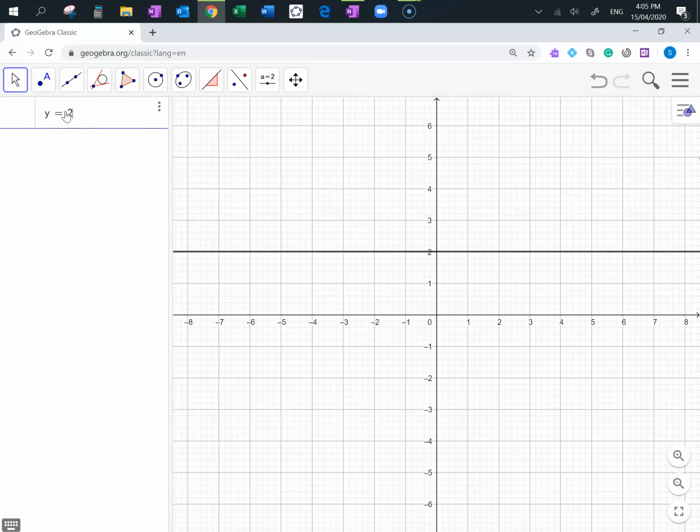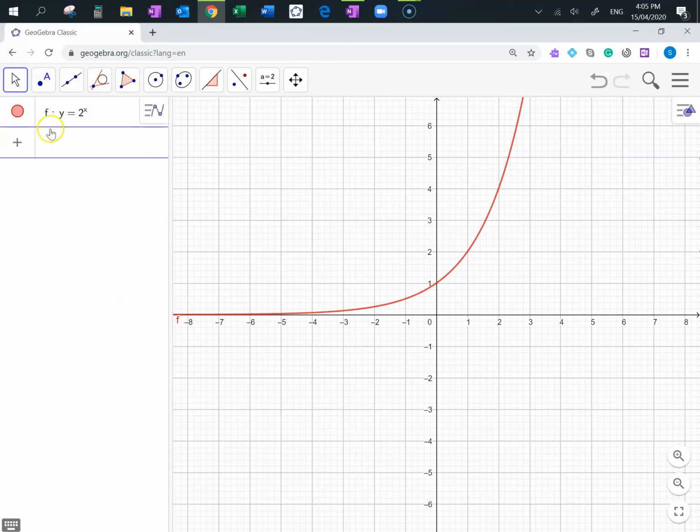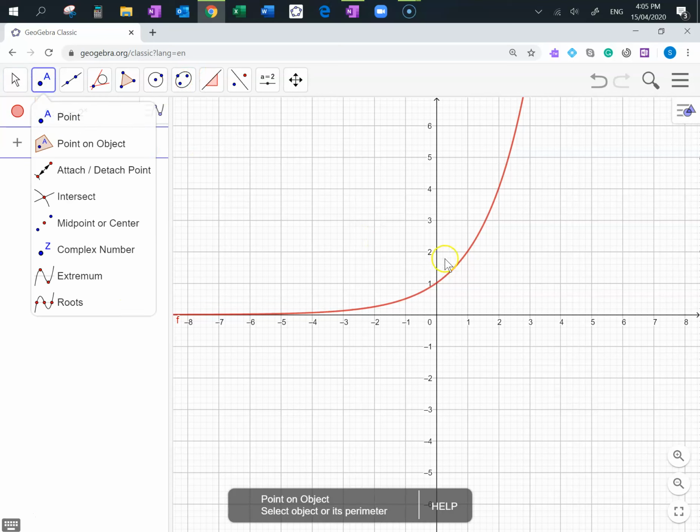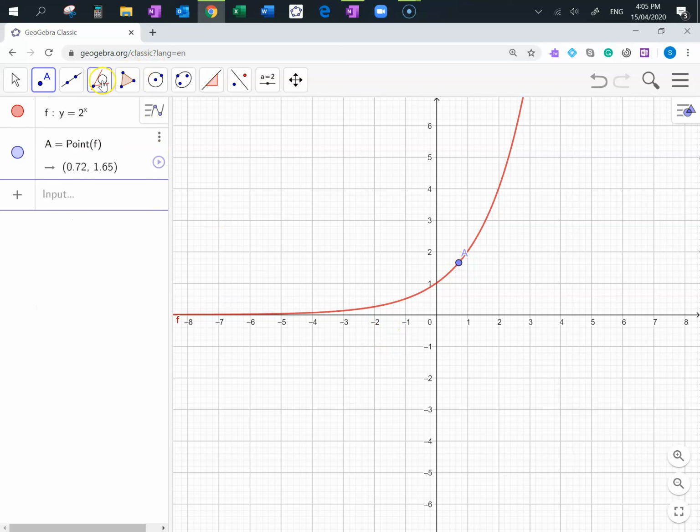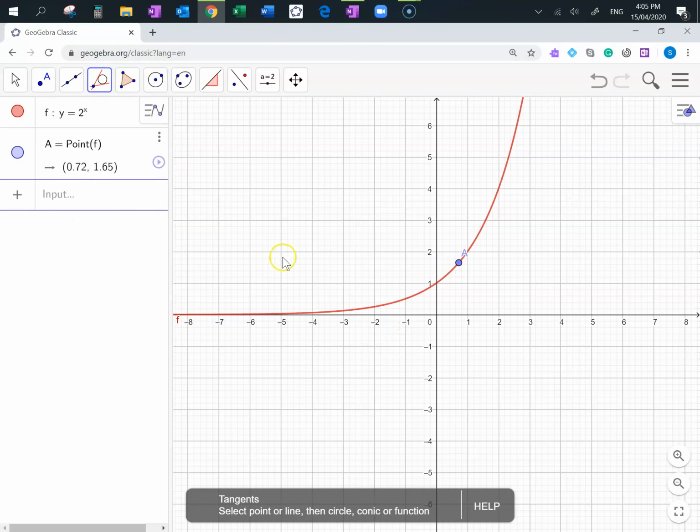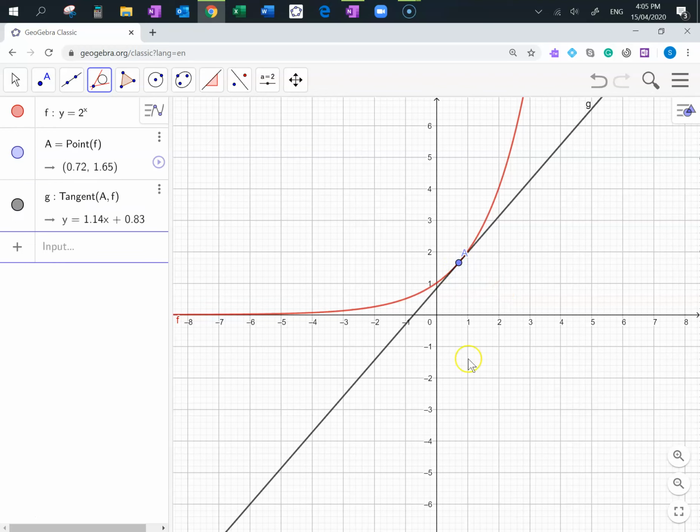Let's say y is equal to 2 to the power x. And there's the line y is equal to 2 to the power x. We recognize that curve well enough. Now I'm going to put a point somewhere on that curve, over here. And I'm going to take a tangent to the curve at that point. So I'm going to select the point, select the curve, and there is my tangent.